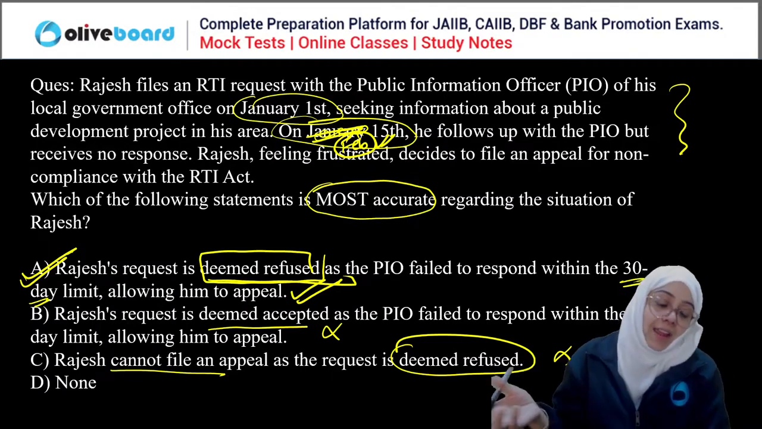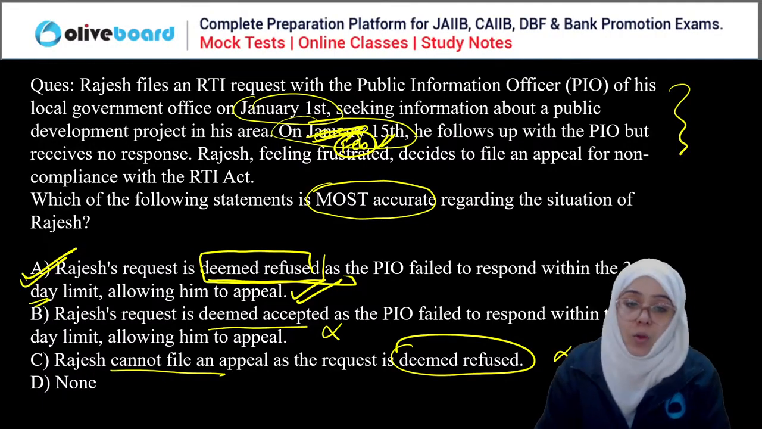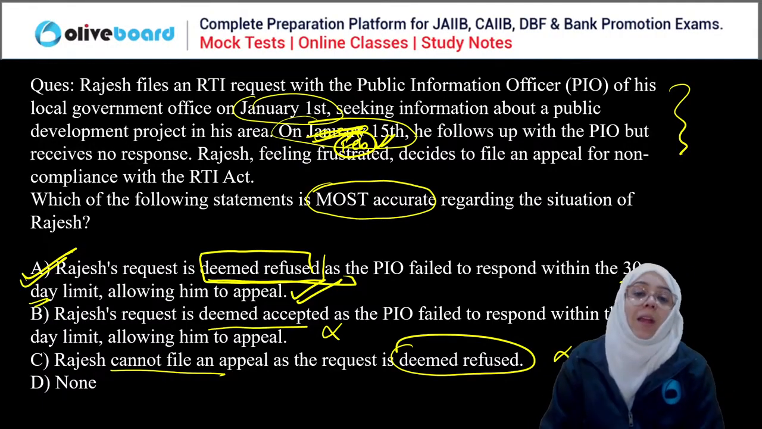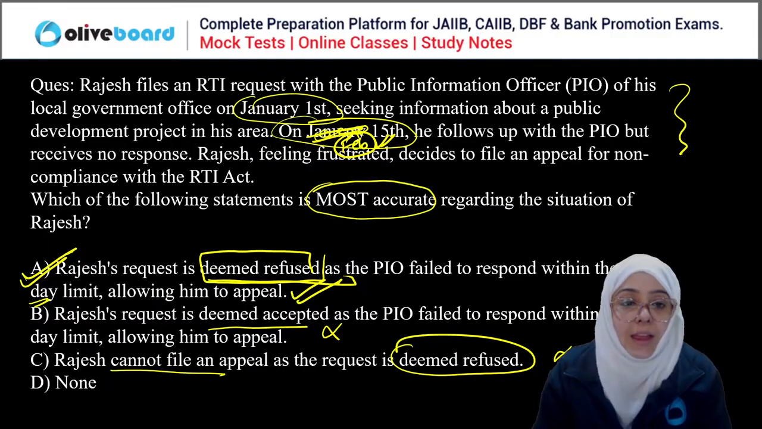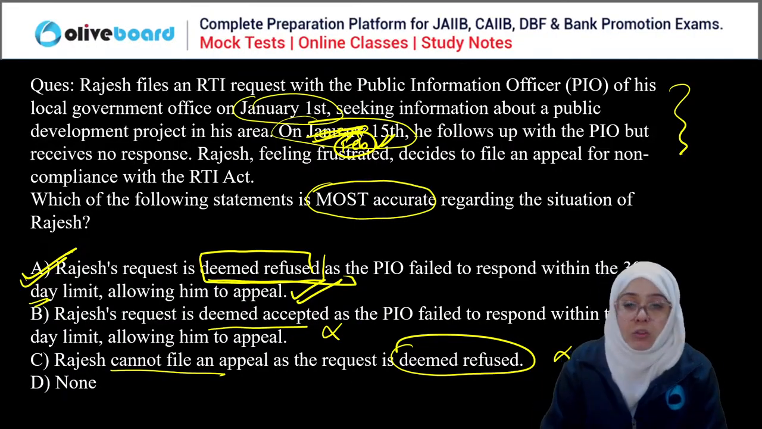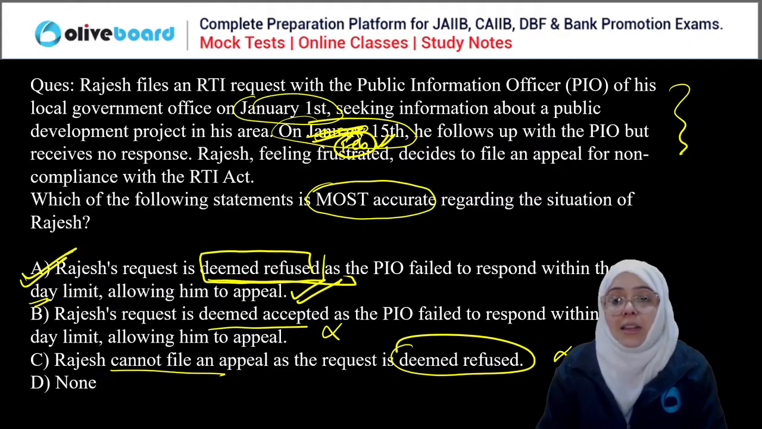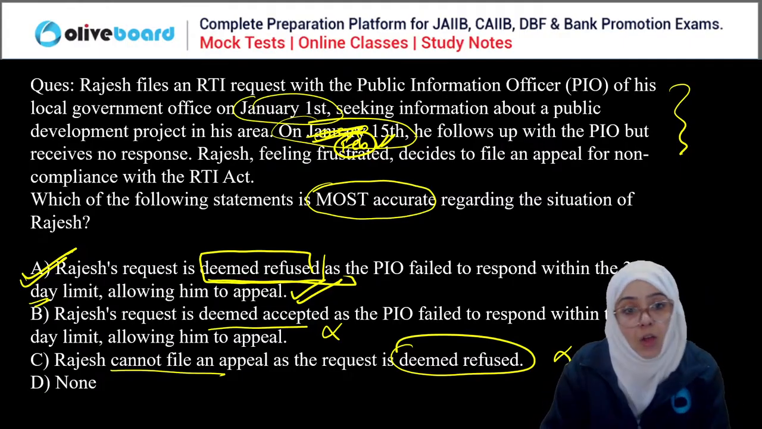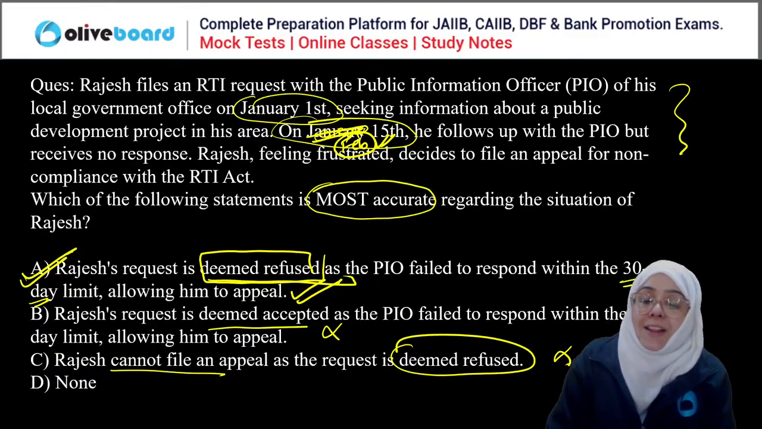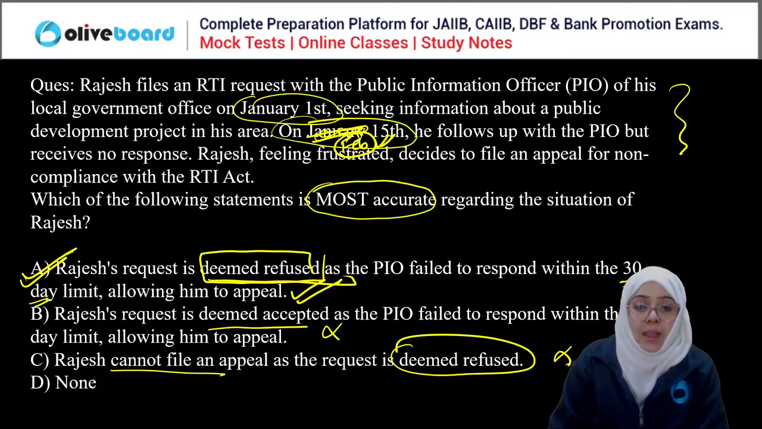Now, what is the answer? A is the answer, right? Yes. Okay. So Feb 15, you can say it is Feb 15. Then it is the right question. Sometimes I also make some mistakes in the class. Don't worry. January 1st, now Feb 15. Now it is good, the 30 days limit is exhausted. Now Rajesh wants to file an application for the non-compliance of the RTI Act. Now what is the correct option? Feb 15 is okay.